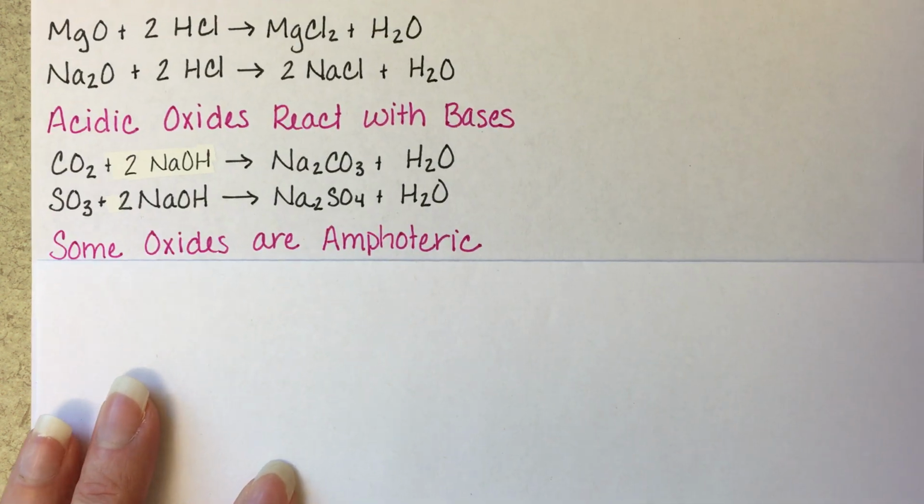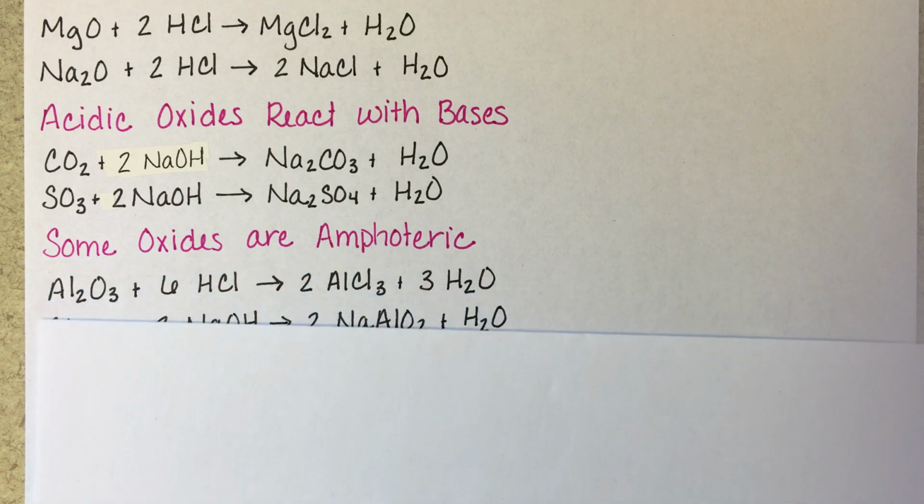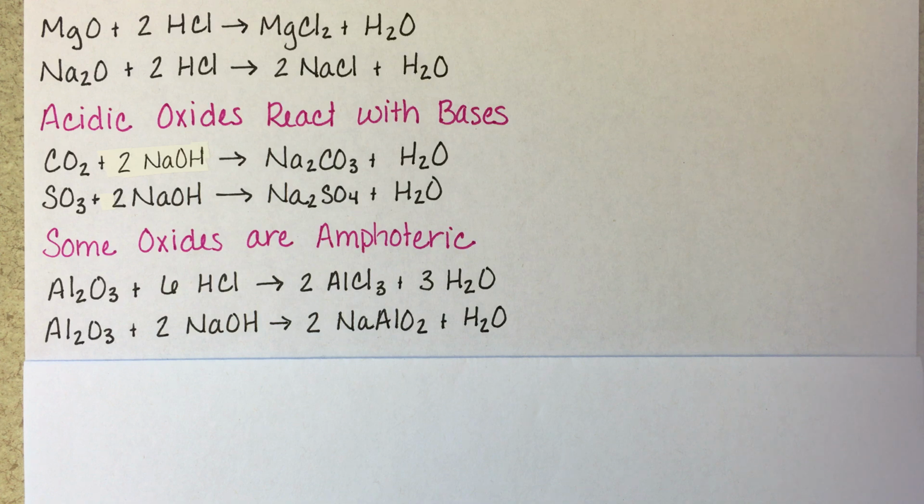Some oxides are amphoteric, which means that they have both acidic and basic properties. They can act as an acid or a base depending on what they're reacting with. And the one that I want you to be familiar with is aluminum oxide.